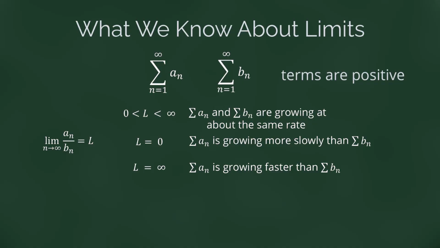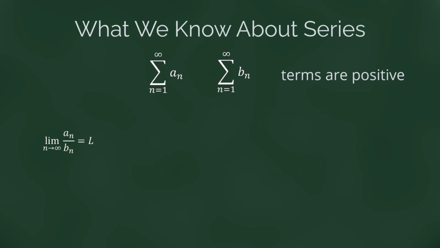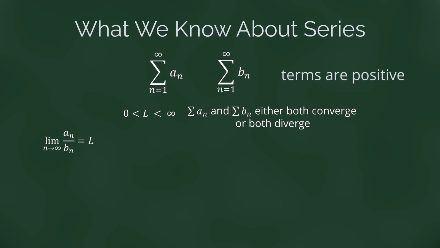In this case, we know that the terms in a sub n must be growing faster than our series b sub n. Let's look at what each of those cases then tells us about our series convergence. If we're in the first case, where our limit is finite and our series are growing at about the same rate, then we know that either both the a sub n and b sub n series converge or they both diverge.